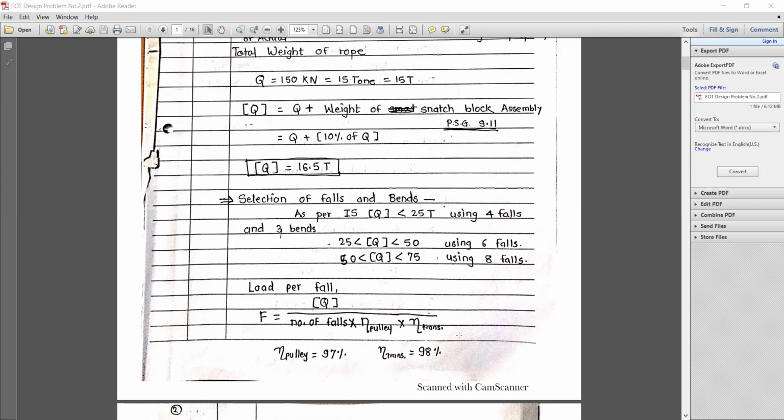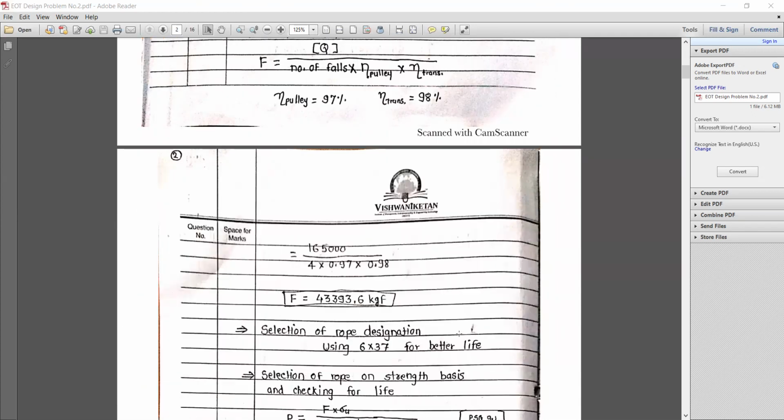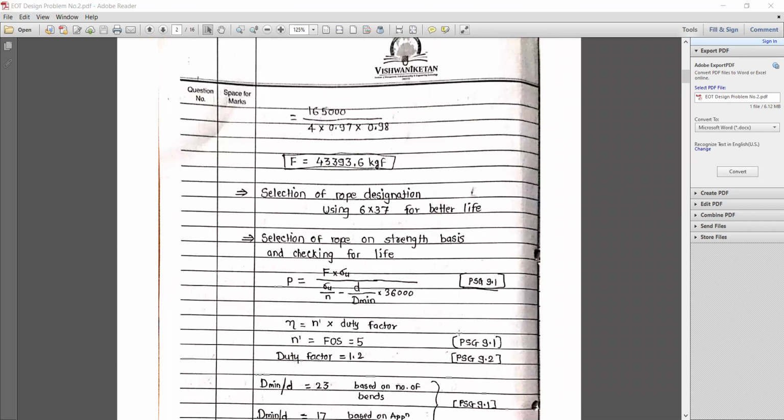Okay, so let's go for load per fall. F is equal to Q divided by the number of falls times the efficiency of pulley and the efficiency of transmission system. For mechanical transmission, we are considering 98% efficiency, and for the pulley system, because there is friction, we have considered 97% efficiency. Putting all the values, we get F is equal to 43,393.6 kgf. So that much load is applied per fall.